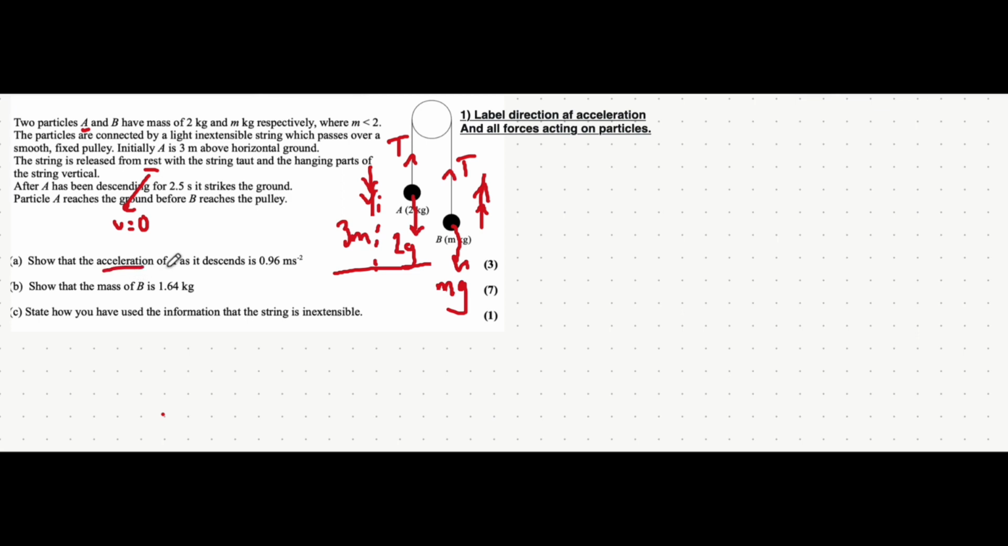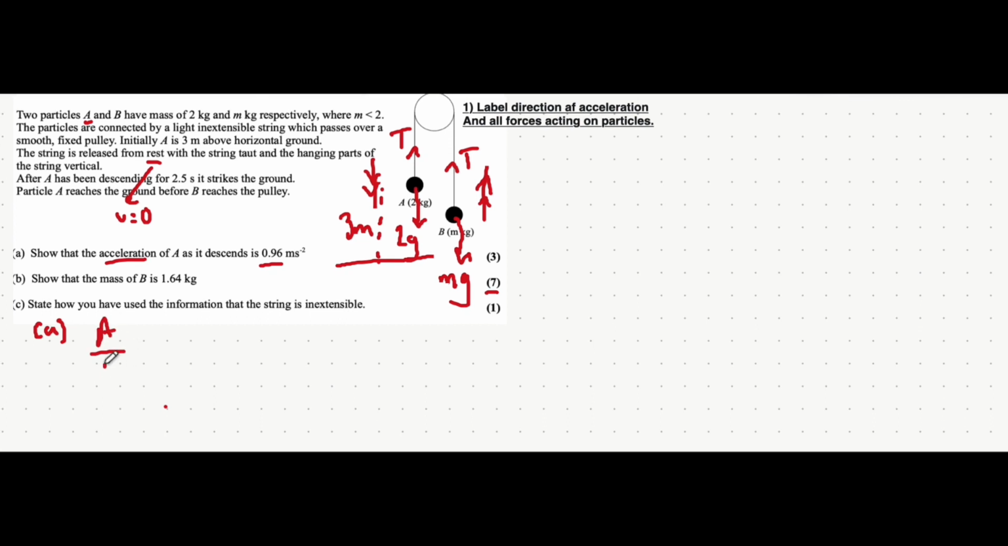Part A says, show the acceleration of A as it descends is 0.96 meters per second squared. Now, a little trick on when you have to use F equals ma: whenever it's a very high mark question, that always tells you that you're probably going to have to use two different F equals ma equations and combine them somehow. Part A, because it's given you so many other variables, is pointing towards the fact that you have to use SUVAT equations for particle A.